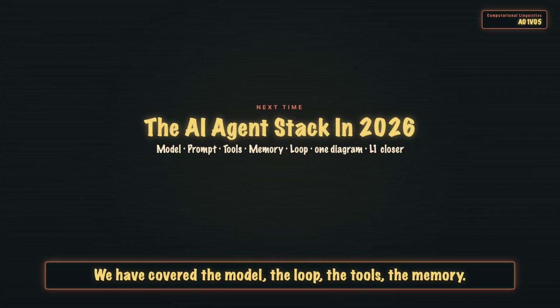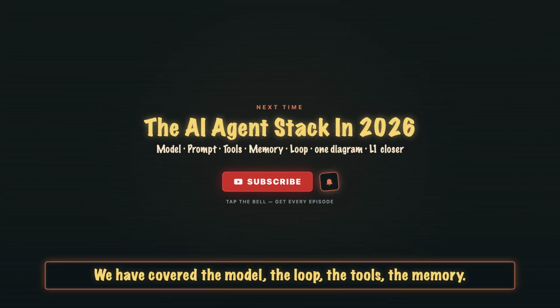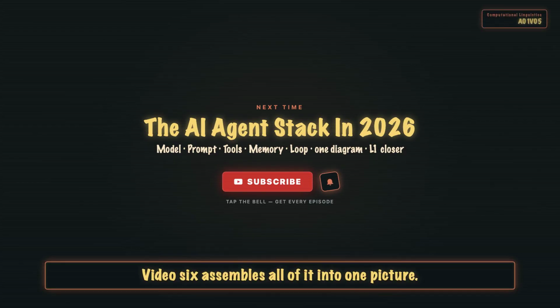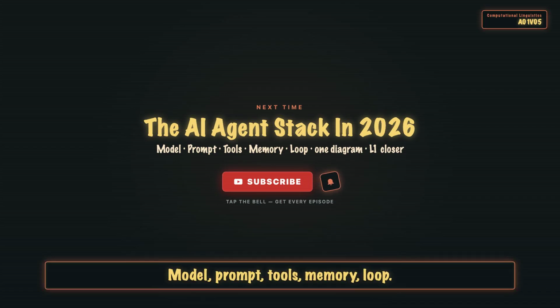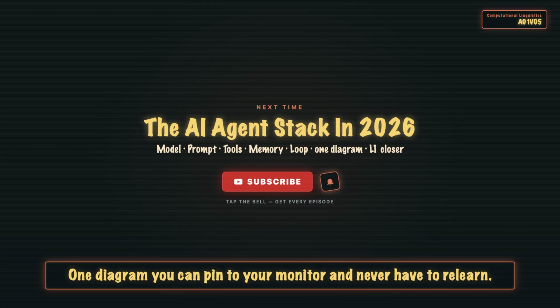Next time, the L1 closer. We have covered the model, the loop, the tools, the memory. Video 6 assembles all of it into one picture. The agent stack: model, prompt, tools, memory, loop. 5 layers, bottom to top. One diagram you can pin to your monitor and never have to relearn.